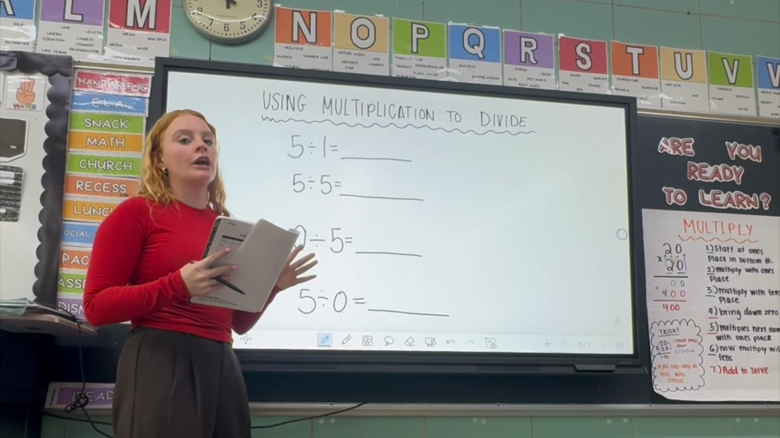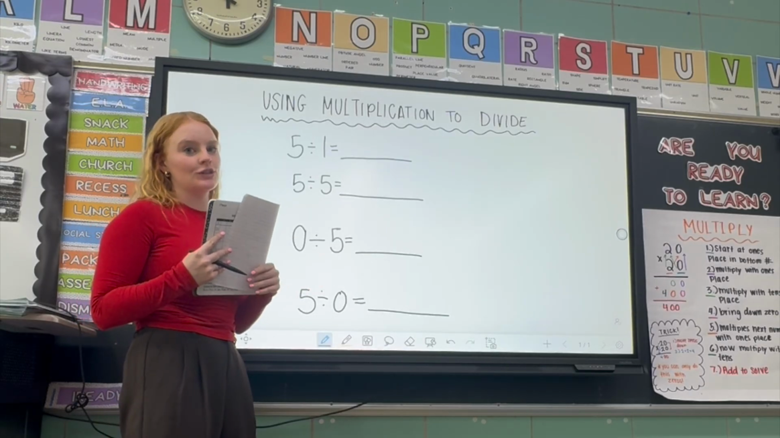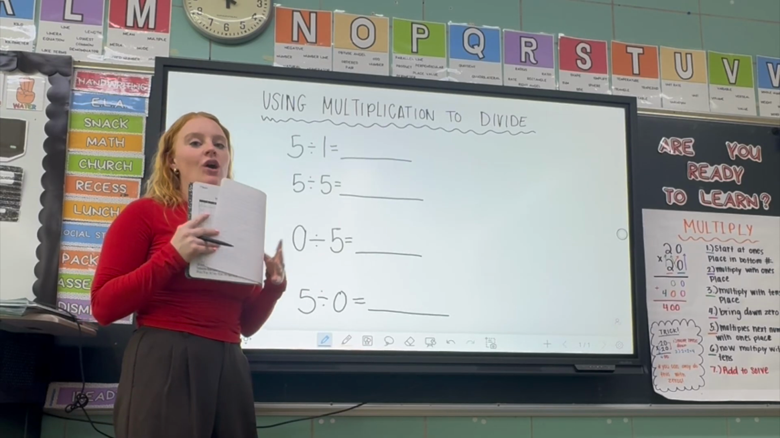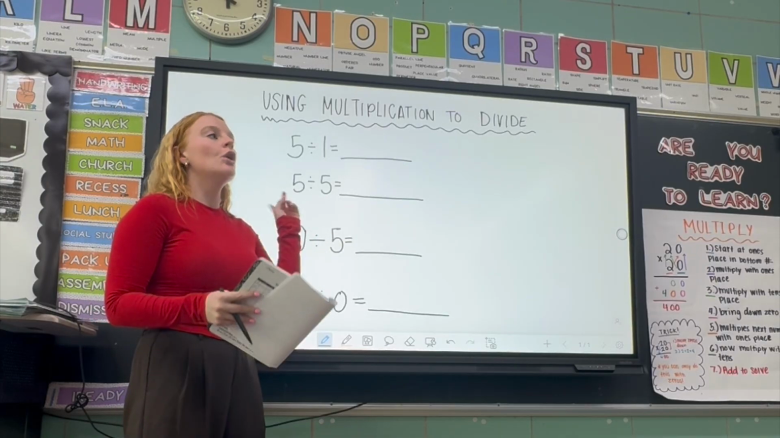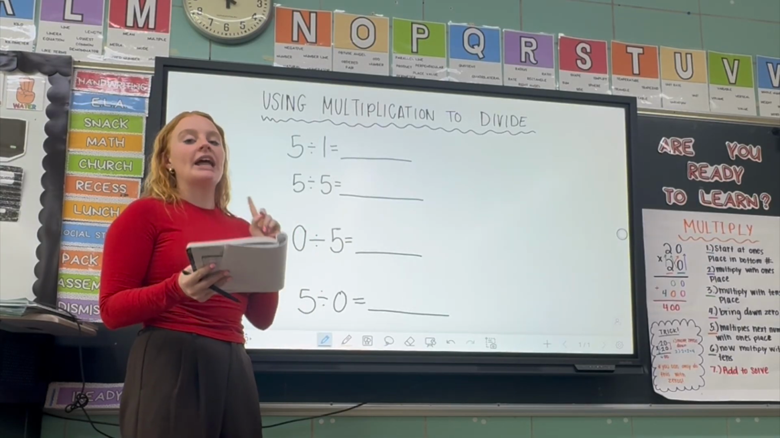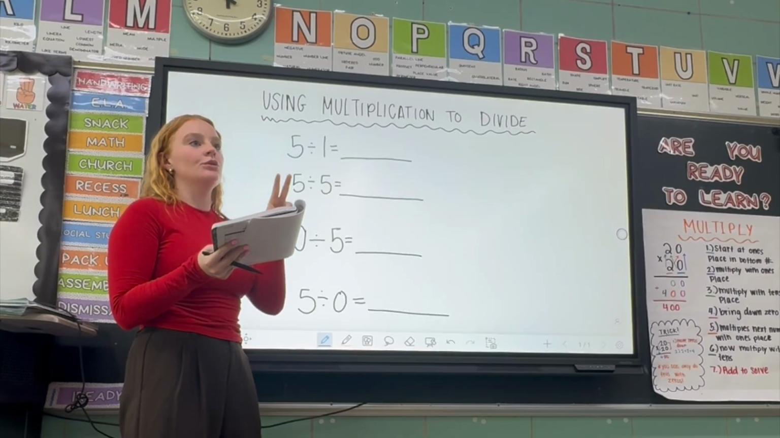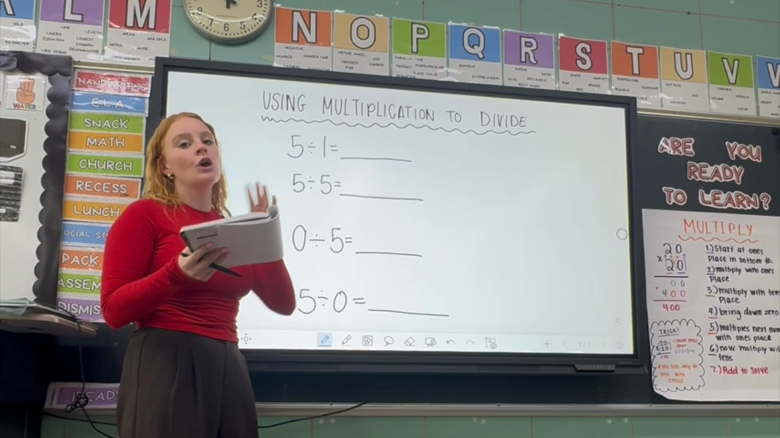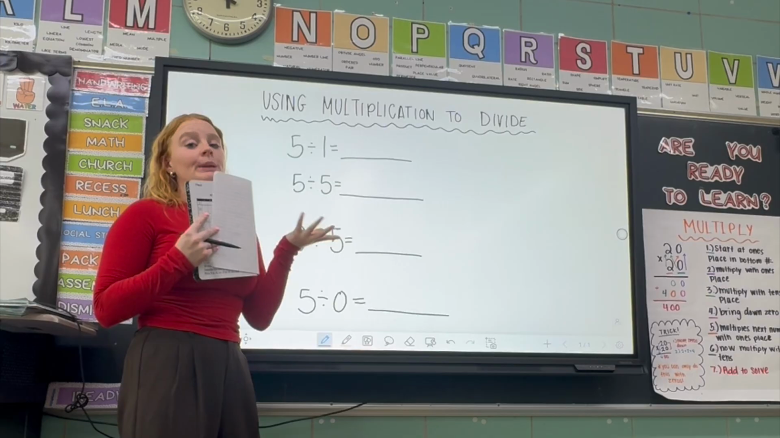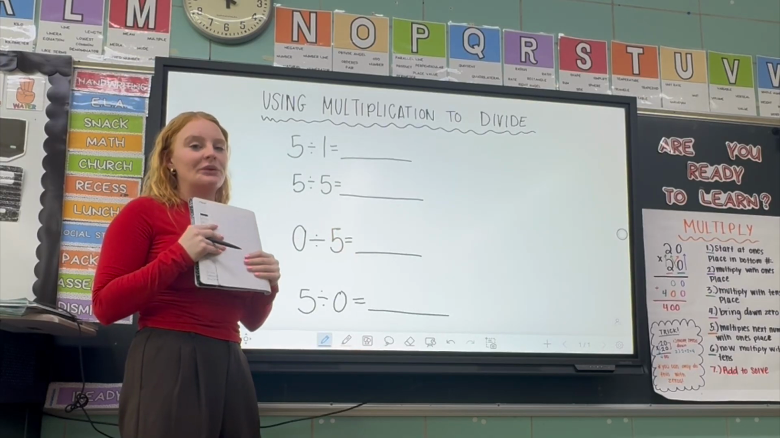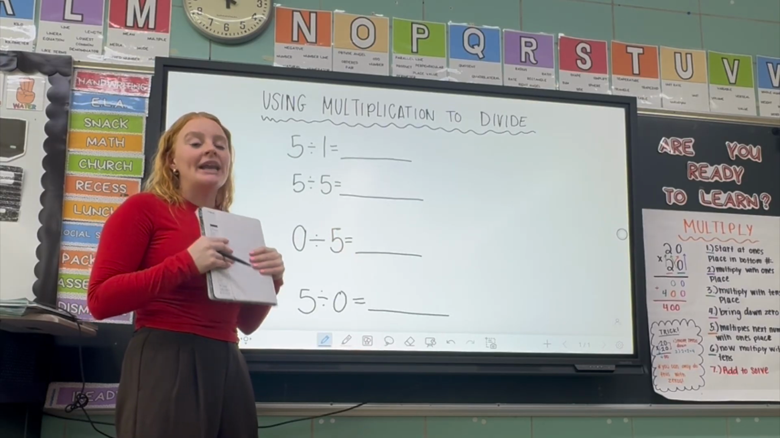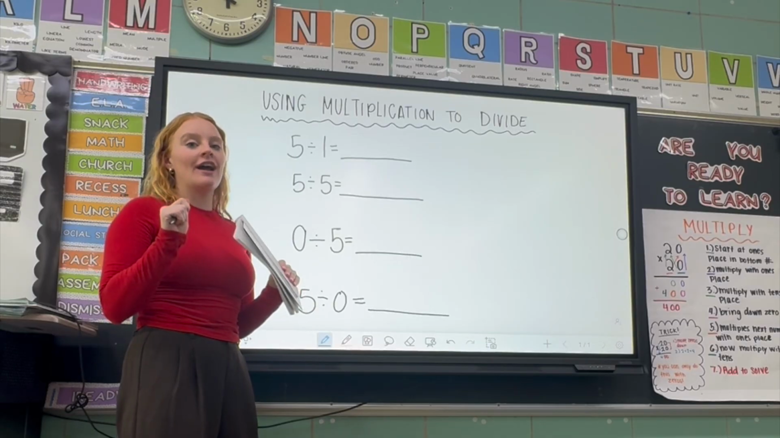Third grade, we're learning all about multiplication and division. So by this point, we've learned all of the different ways we can multiply. We know we can use number lines, equal groups, arrays, repeated addition, or we could simply memorize our facts, which we're still working on. But now it's our turn to take over division.